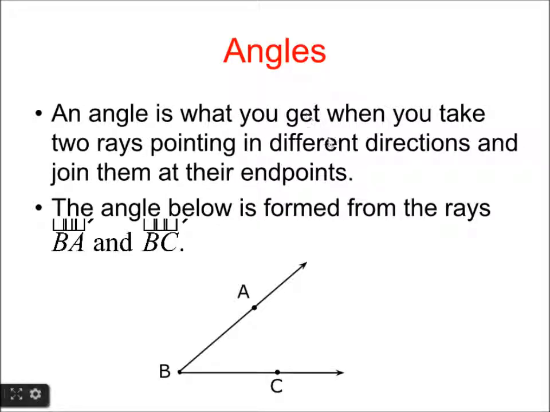Angles. An angle is what you get when you take two rays pointing in different directions and join them at their endpoint, like this. This is the endpoint of both rays, BA and BC. The angle is formed from the rays BA and BC.